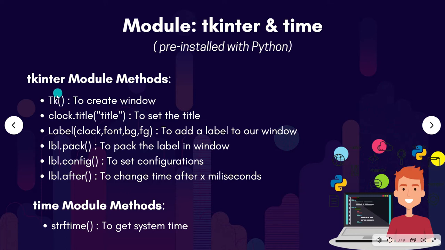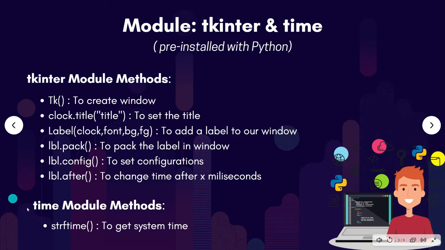First is the Tk method to create the window for our application. Then we are going to use the title method to set the title, and the Label method to add a label to our window. Now this label is going to be our digital clock, and then we are going to use the pack method to pack the label in the window, the config method to set configurations for this label, and then the after method to change the time after x milliseconds.